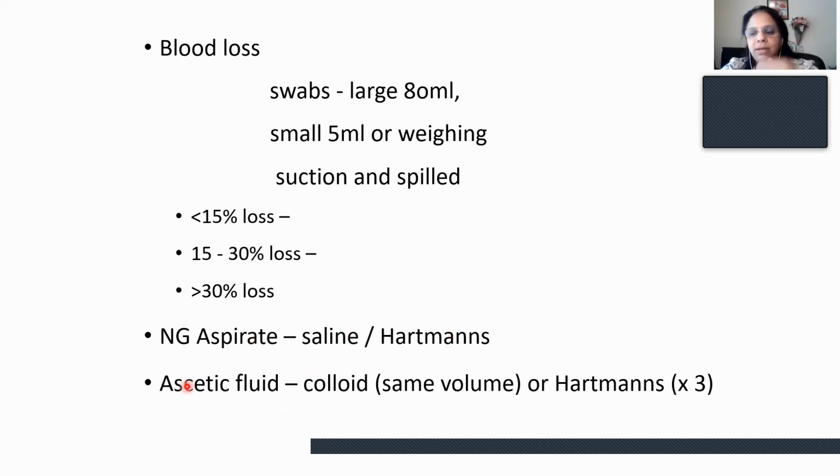For ascitic fluid loss, that has to be given with a colloid. Say if the patient has ascites and you open the tummy to do the surgery, they lose a lot. So that's a protein-rich loss, and you have to give it with colloid. You have to give it with FFP or something, or maybe Hartmann's.